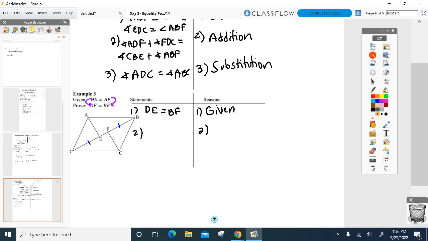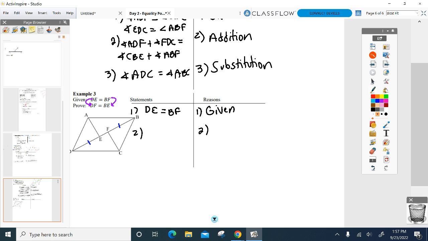Let's go to the other pair. I need to go from BF to BE. Bigger or smaller? Okay, bigger. What must I attach to BF to get to BE? You have to attach what? Isn't that the same thing you had to attach to DE? So you're attaching the same thing? EF and EF? And what do I know about EF and EF? Okay, they're the same, so they are equal based on reflexive.